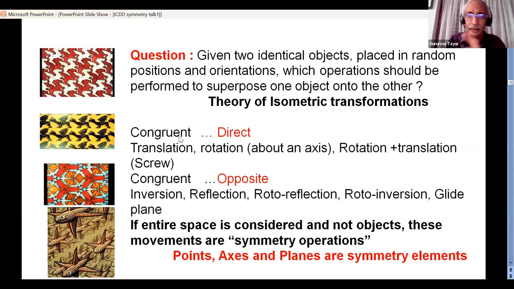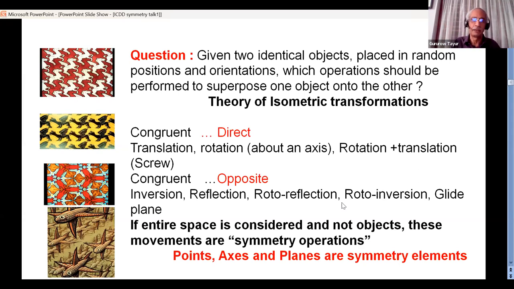That means the inter-distance angle has the same sign, which is not changing sign. On the other hand, if we consider the objects of opposite congruence, these are the center of inversion, reflection, rotation-reflection, rotation-inversion, and what we will later study as glide planes. So these things form the so-called symmetry operations. Any operation of this kind, the translation symmetry, the inversion symmetry, is referred to as a symmetry operation.